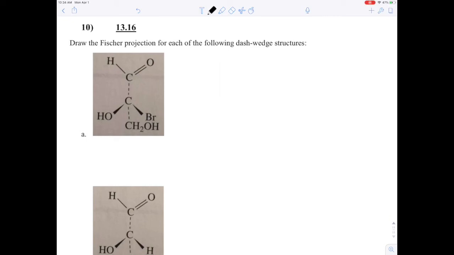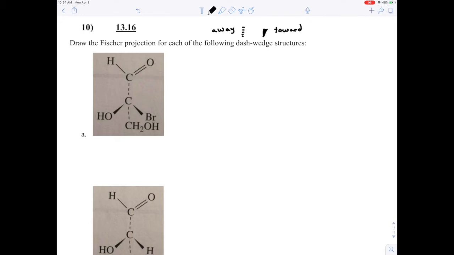Chapter 13, question 10 asks you to draw the Fischer projection for each of the following dash-wedge structures. And really quickly, just remember that the dashes mean that the bond is pointing away from you, and an example of the dash would be like that. The wedges mean that it's going toward you, and an example would be right there.